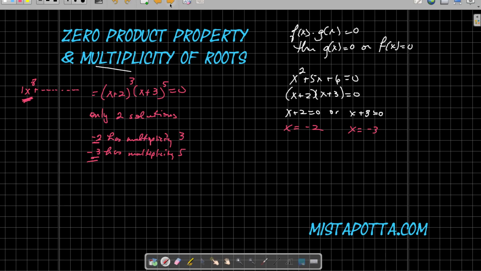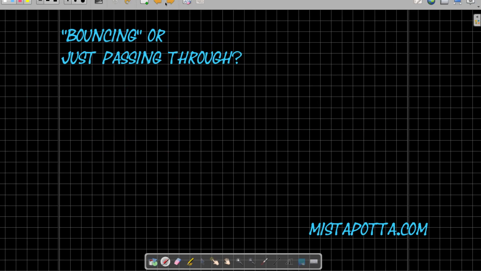So if I want to talk about the graph of a function like this, I need to know, is my graph actually bouncing off of the x-axis or is it passing through the x-axis? Because having a solution just means that the value happens to be on the x-axis at that point. I could have a function that bounces, or I could have a function that actually passes through. And how do we determine that? That's actually determined through the multiplicity.